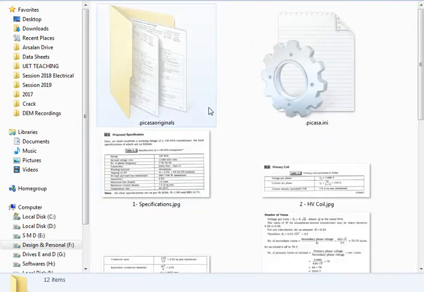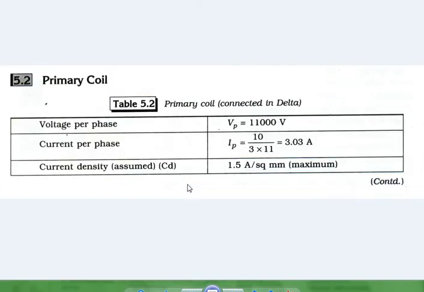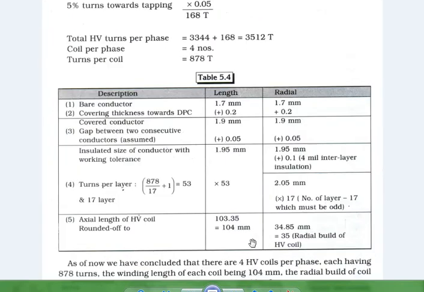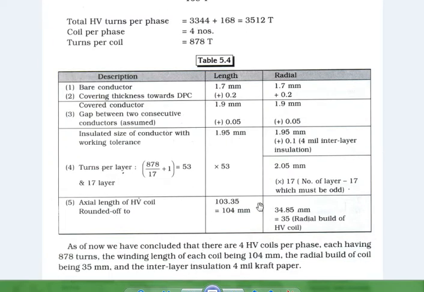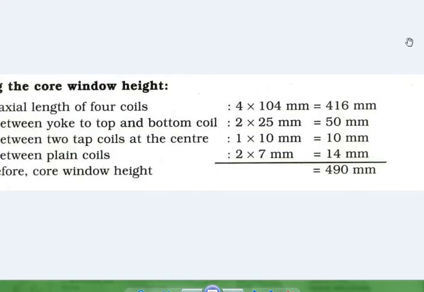Winding and ET calculations, filled. This is the sine transformer which we are working on, and if I just move on forward, this was the build of the high voltage coil, that was 34.85 over here, and if I go on, this was the window height, that was 490 mm over here.